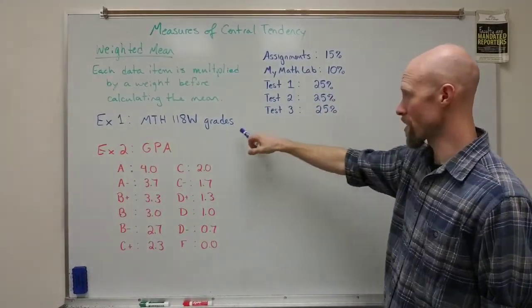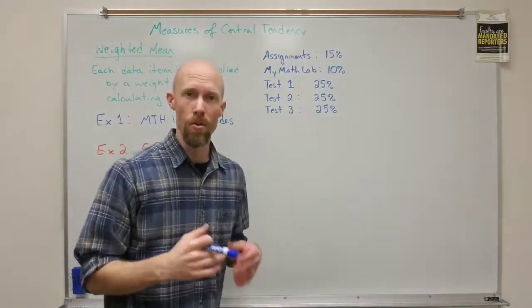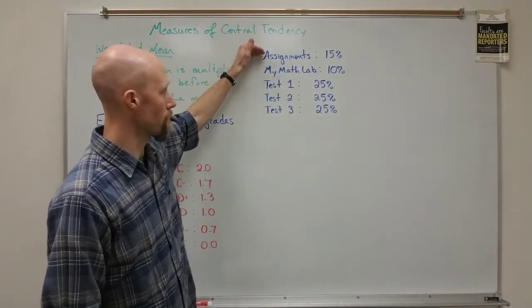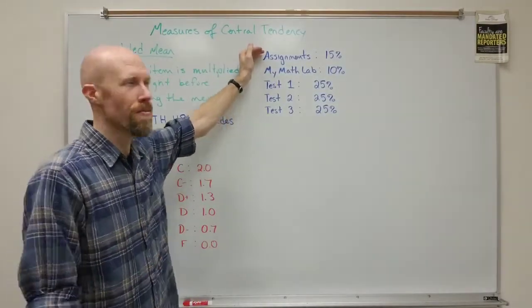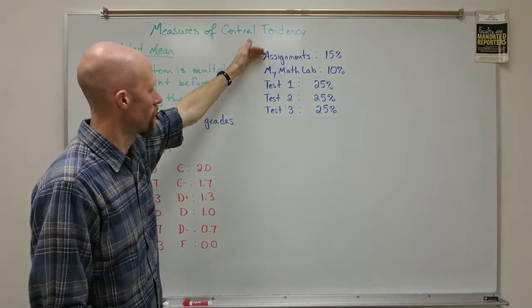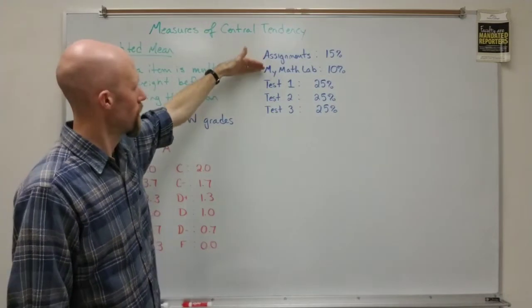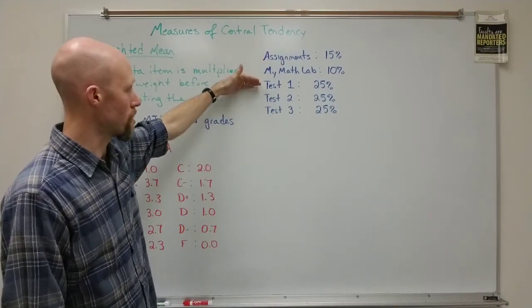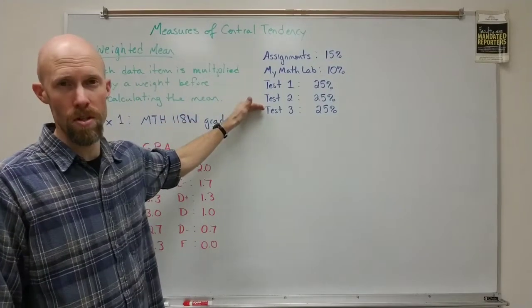So, I'll give you the first example is your grade for this course. It is a weighted mean. If you look on your course syllabus, you'll see that your assignments are worth 15% of your grade. There'll be more coming up. Your My Math Lab is 10% of your grade. Test 1 is 25%, Test 2 is 25%, and Test 3 is 25%.